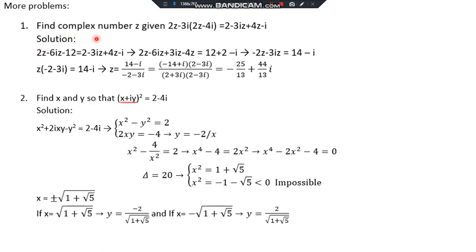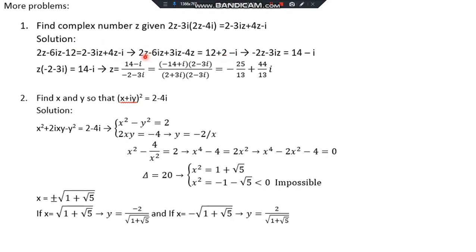More problems. Here, find the complex number z given. We did one before in video number 2. So we expand: minus 6iz minus 12i squared, which is plus 12, since i squared is minus 1, equal to minus 3iz plus 4z minus i. We put z in one side: minus 6iz plus 3iz minus 4z, and the number minus 12 you take to the other side. It will be plus 12, plus 2 minus, and you have the minus i.